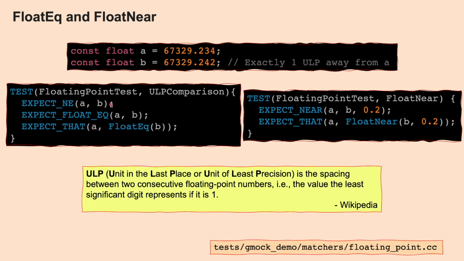Similarly, we saw that in plain Google Test macros, you can use expect near and basically define what is the distance between A and B with which you still consider them equal or near. For example, here we're saying A and B are near to each other as long as their distance is no more than 0.2. And you can do the same thing in GMock by saying expect that A is float near B and 0.2. Basically, these two do very similar things.